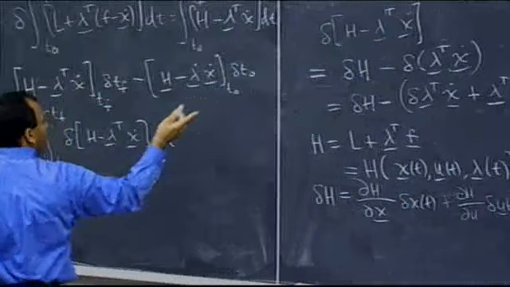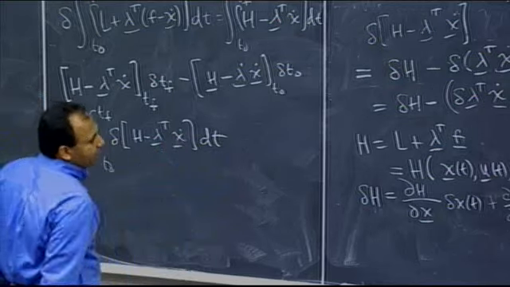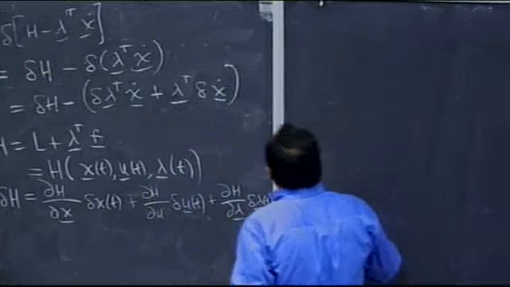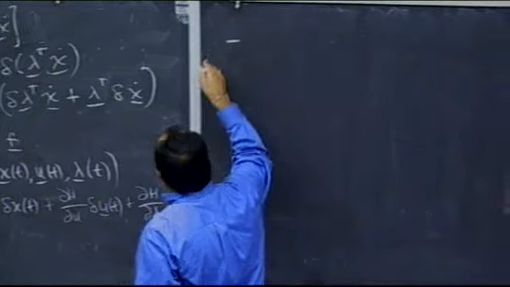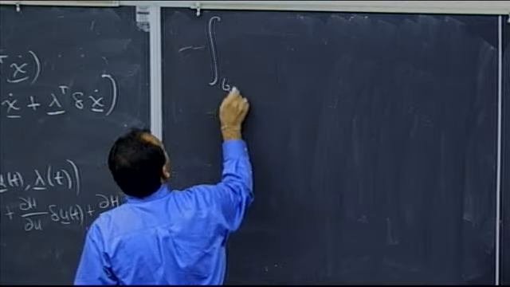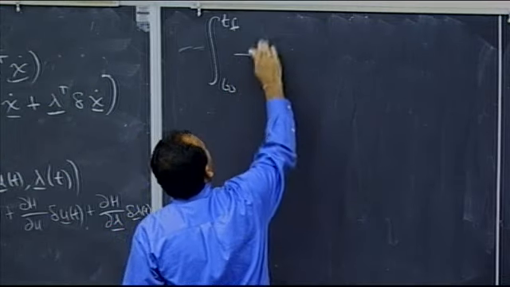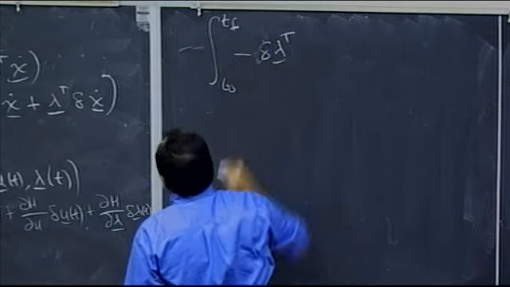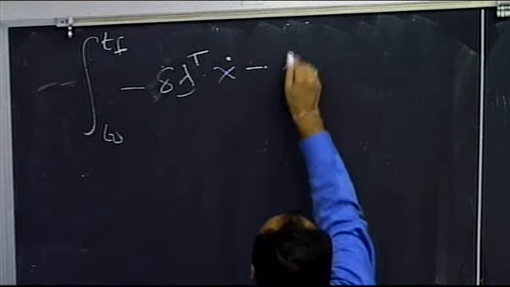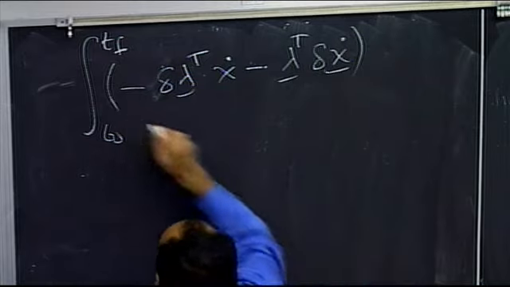If you go back over here, I'm going to take the integral from t0 to tf of the variation in h dt, which is going to give me all those variations over there integrated from t0 to tf. But the last part over here, I'm going to have minus. Now, if you look, I'm going to have the integral, well, let's do this right, t0 to tf. I'm going to keep the minus sign inside here. Minus the variation in lambda transpose times x dot minus lambda transpose times the variation in x dot dt.